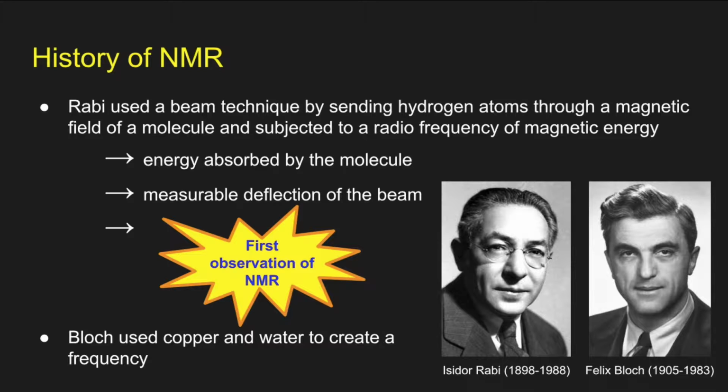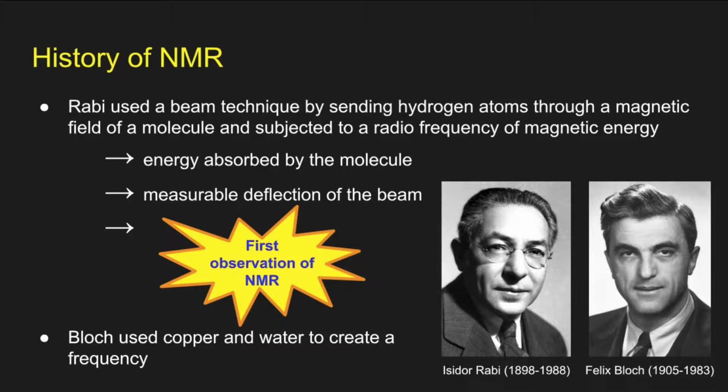In 1939, American physicist Isidore Rabi made a major improvement in beam techniques by sending a stream of hydrogen molecules through not only the inhomogeneous magnetic field required for deflection, but also through a homogeneous magnetic field, where they were subjected to radio frequency, or RF, electromagnetic energy.